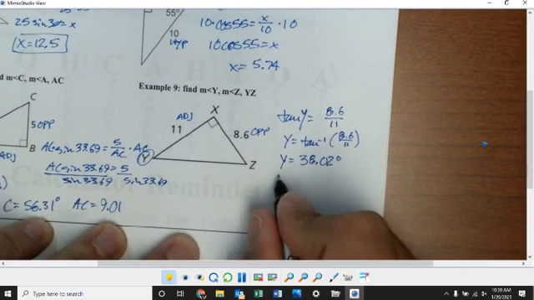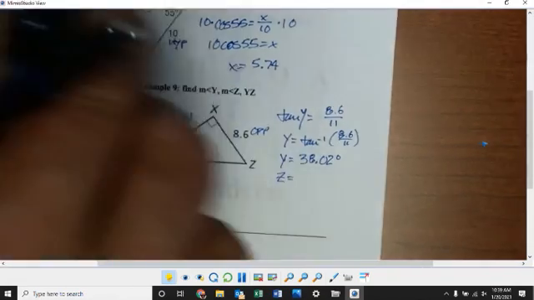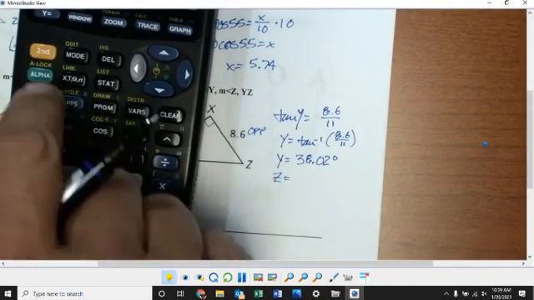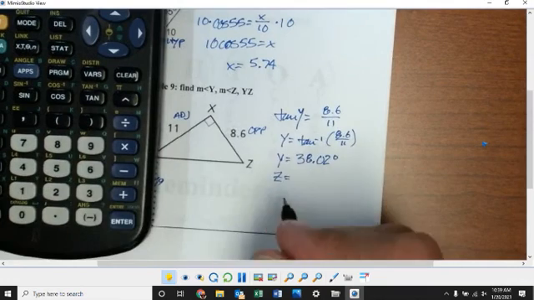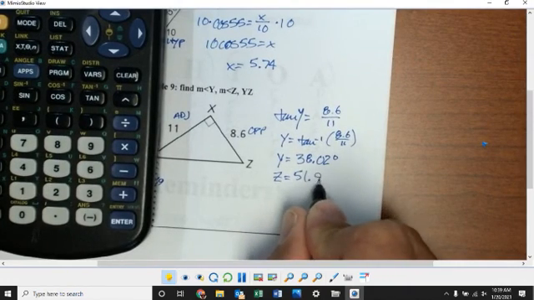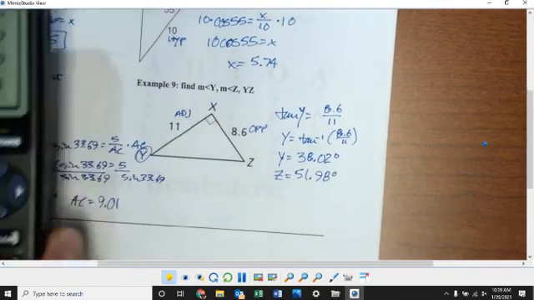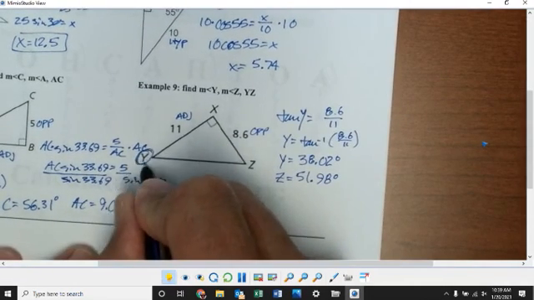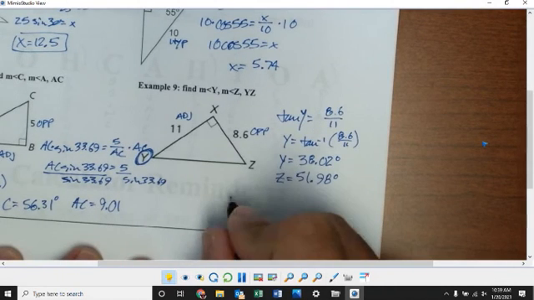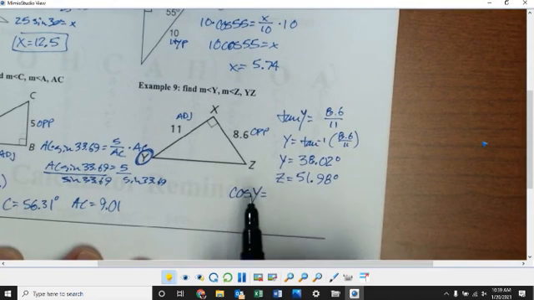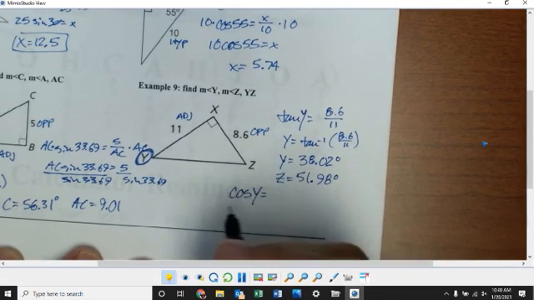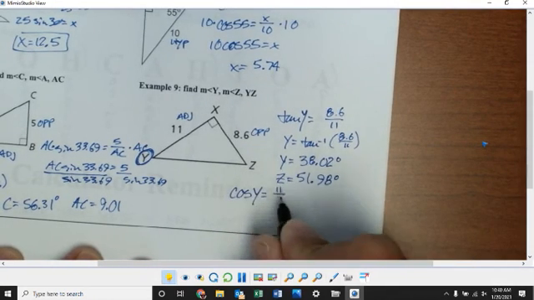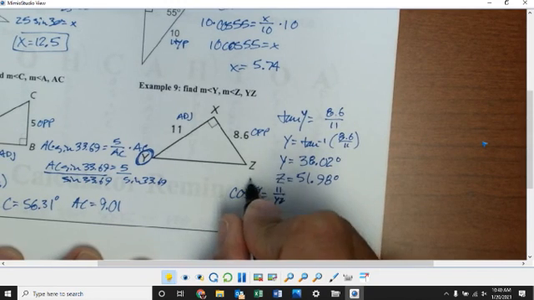All right, so if that's Y, then angle Z is going to be equal to 90 minus that, which is 51.98 degrees. And I want to find YZ, so I'm using angle Y again. This time, if I said cosine of Y, cosine is CAH, so adjacent over hypotenuse. That is 11 over YZ, but I know what Y is, 38.02.